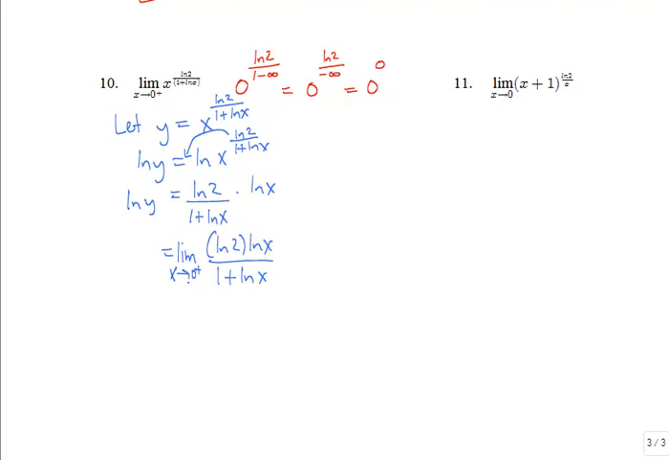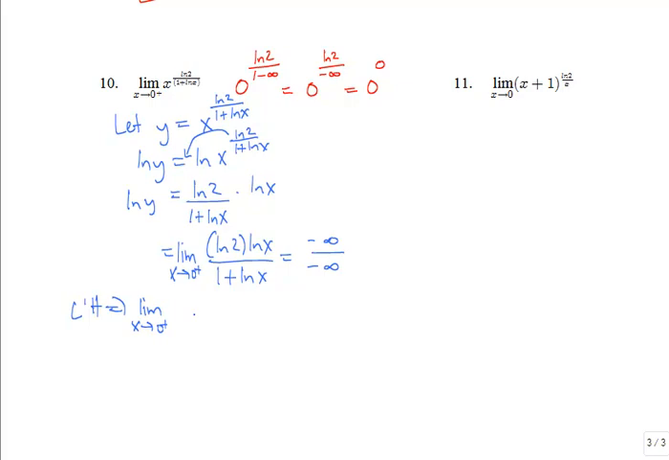So let's plug in 0 to see what we're dealing with. Remember that ln of 0 goes to negative infinity, and when I multiply that by the constant ln of 2, because ln of 2 is just a number, that's going to stay negative infinity. And on the bottom, ln of 0, again, is negative infinity, and when I add 1 to that, it's going to stay negative infinity. So this is one of my allowed indeterminate forms. So we're allowed to use L'Hopital's rule.